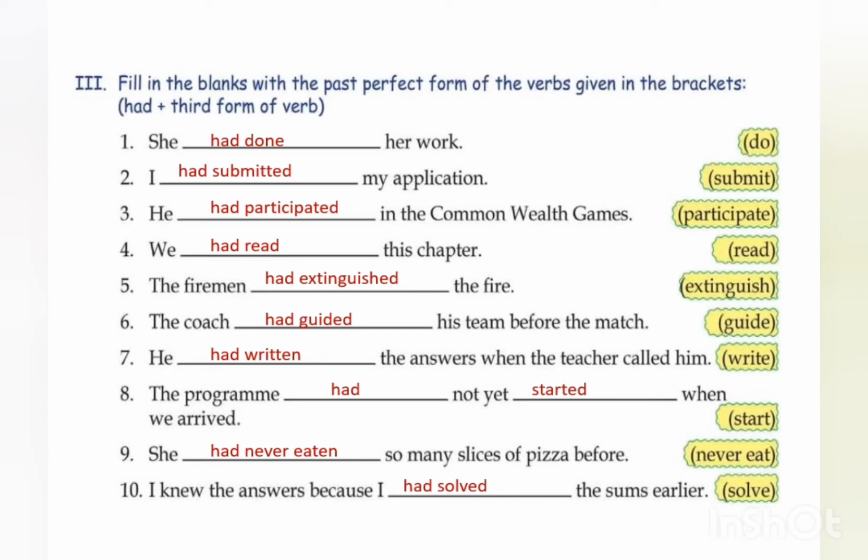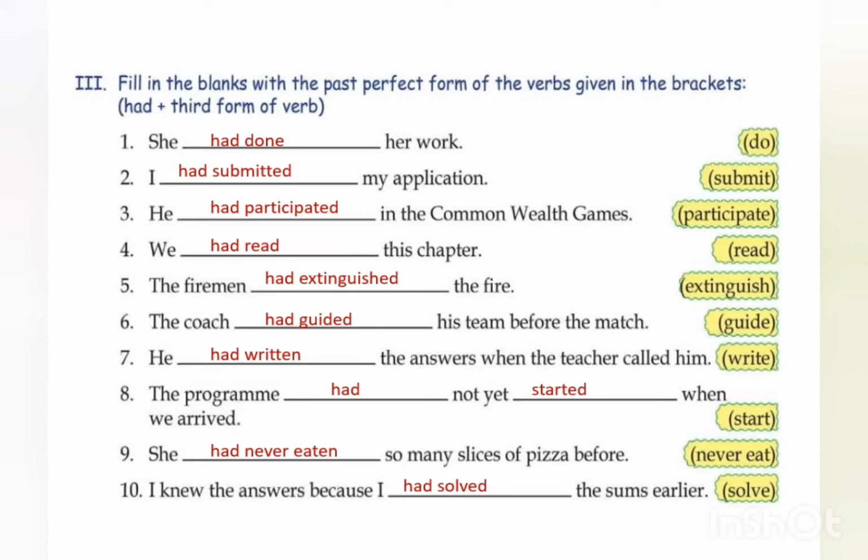So what do you have to do? You have to put had plus third form of verb. Now the verbs are given in brackets. Like the first sentence, the verb is do. So she had done her work. Third form of do will be done. Do, did, done, right? Remember, you have to learn the three forms of verbs, children. They are very important. Otherwise, you will not be able to do these exercises.